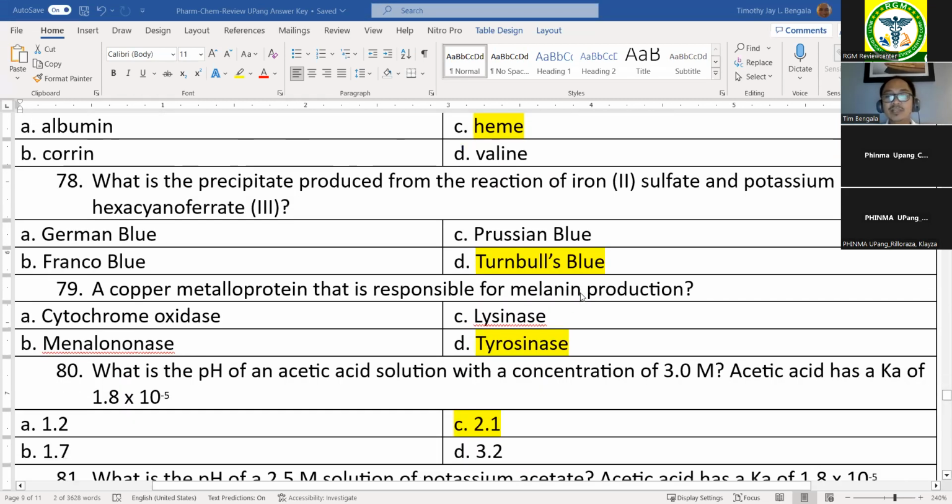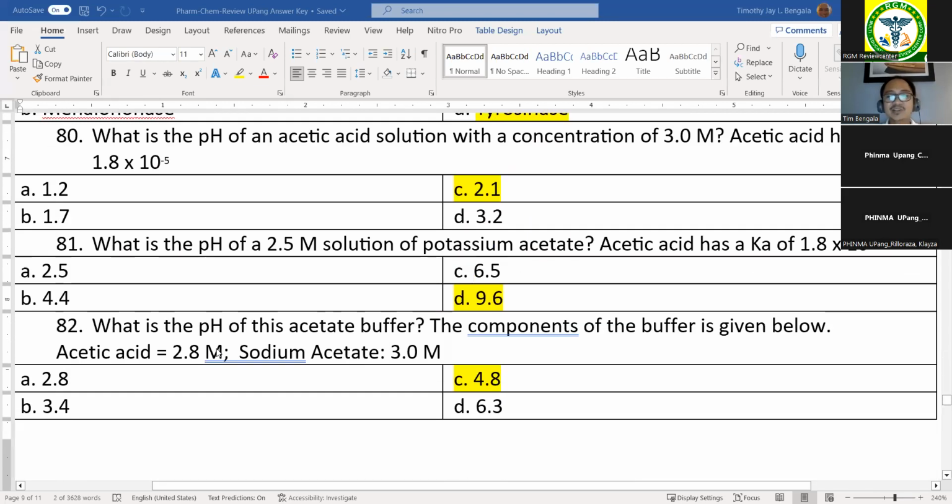So, yun din naman yung nandun sa taas. Hope ko sana na maisip niyo na you can use the data because it's a constant. Acetic acid will always have this dissociation constant. Okay? So pH will be pKa plus base over acid.